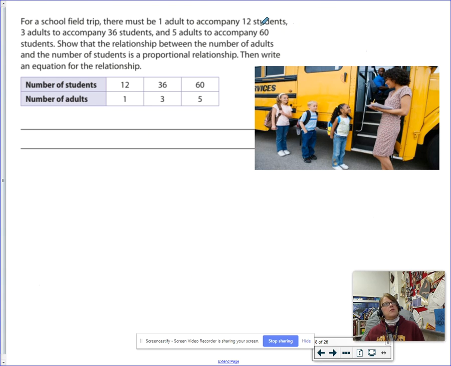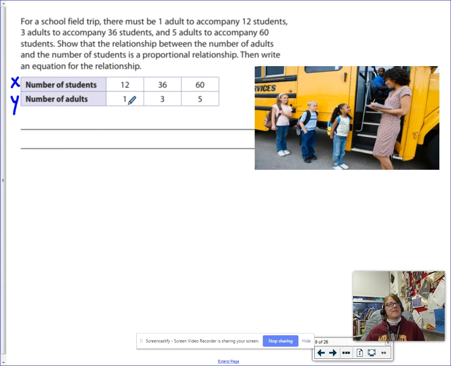Okay, for a school field trip, there must be one adult to accompany 12 students. Students is your input, the X value. The adults is the Y value, which is your dependent variable. Okay, 36 students requires 3 adult chaperones, 60 students, 5 chaperones. So now it's asking you, show the relationship between the number of adults and the number of students and show that it's proportional. Then write the equation.